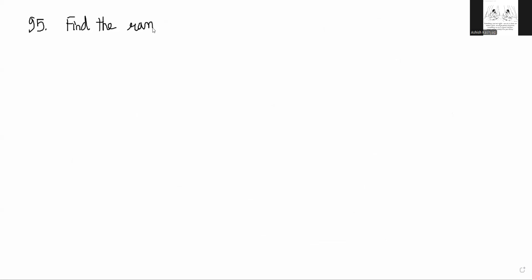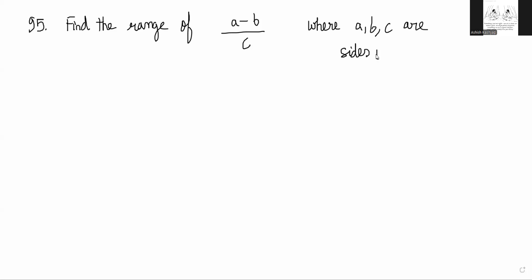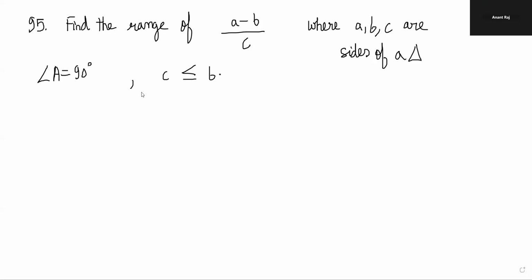Find the range of a minus b by c, where a, b, c are lengths of sides of a triangle and angle A is 90 and C is less than or equal to B. Sir, the range simplified a lot in this. √2 - 1 is coming. Yes, mine is also √2 - 1.